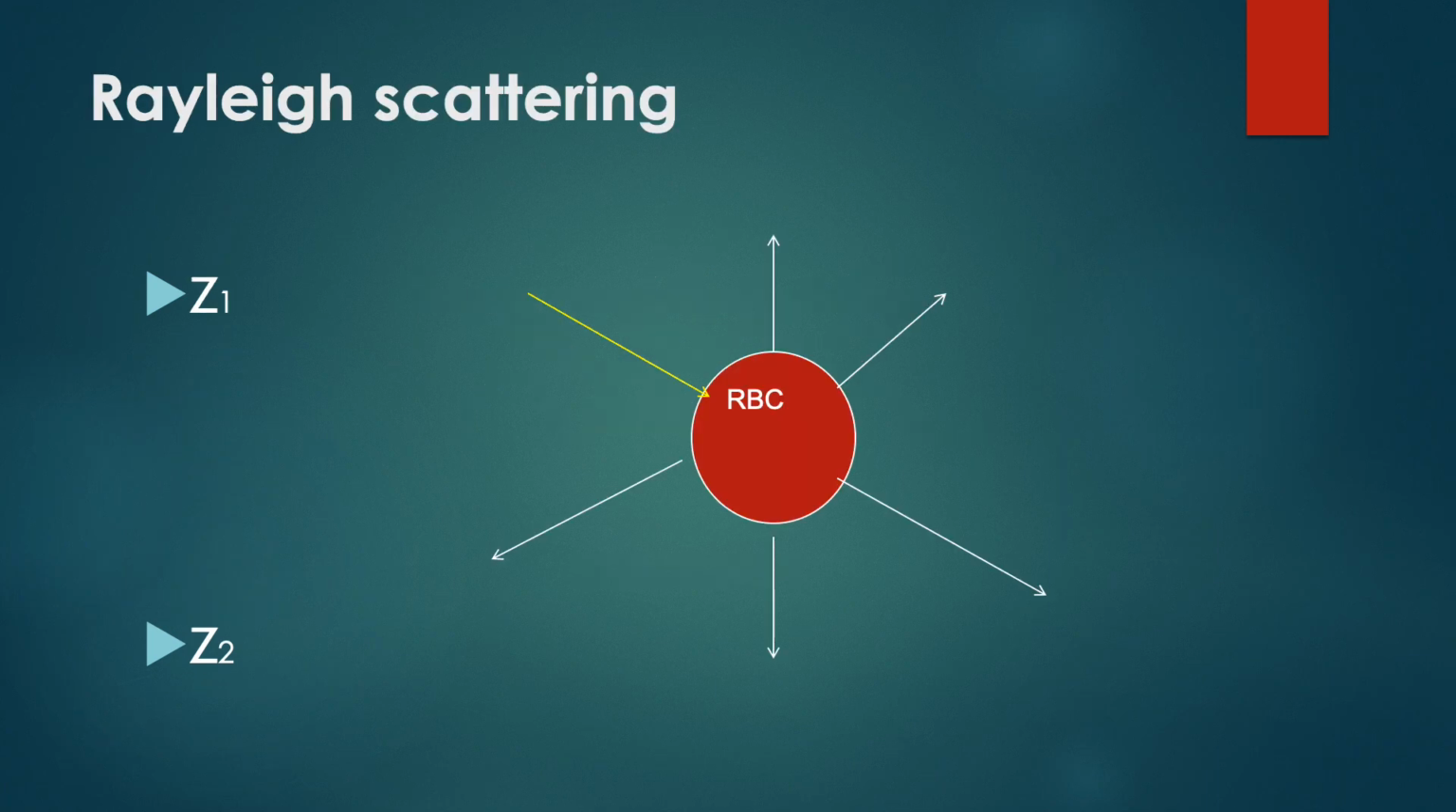And the type of reflection we get with small moving reflectors like red blood cells is called Rayleigh scattering, when the sound reflects in many directions. It's a special type of scattering.